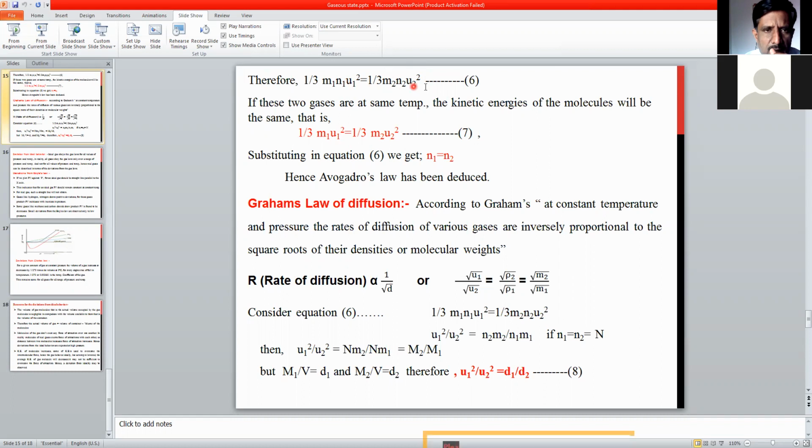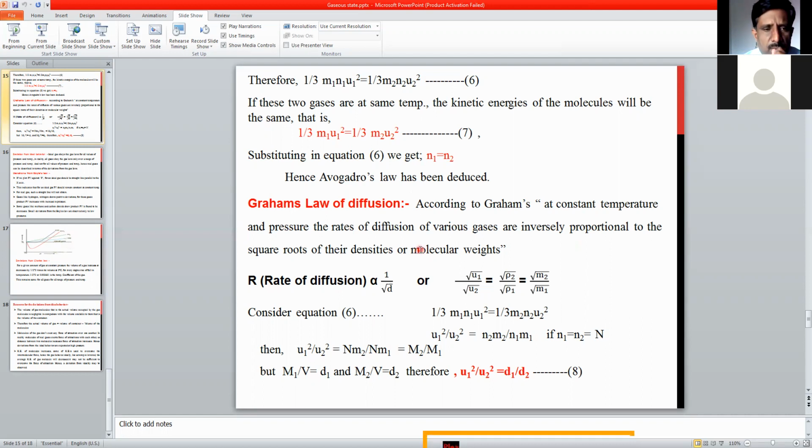Only n1 is equal to n2 remains in this equation number 6. If you consider equation number 6 and 7, what do we get? n1 is equal to n2. What does it indicate? The number of gas molecules of gas number 1 and gas number 2 are equal when they have the same temperature and same pressure. Then the number of gas molecules of both the gases is the same, that is n1 is equal to n2. Hence Avogadro's law has been deduced here.